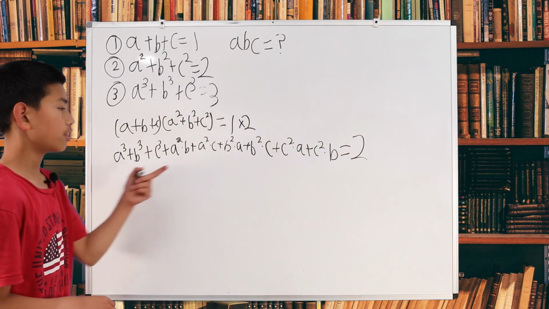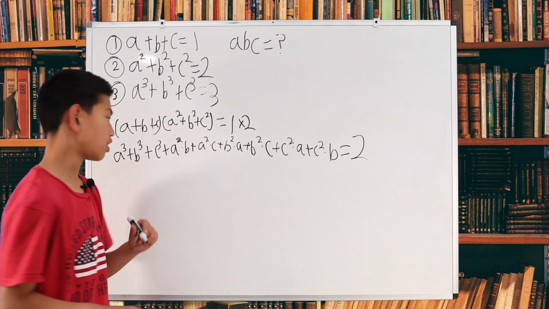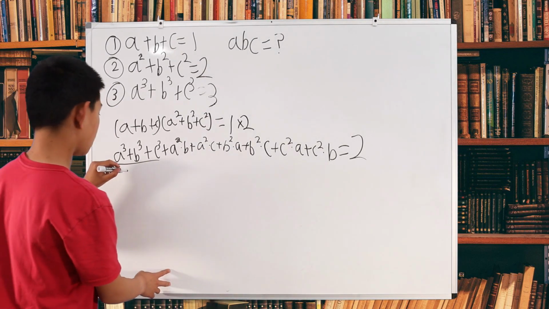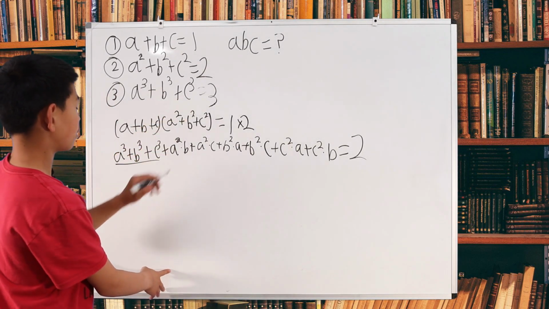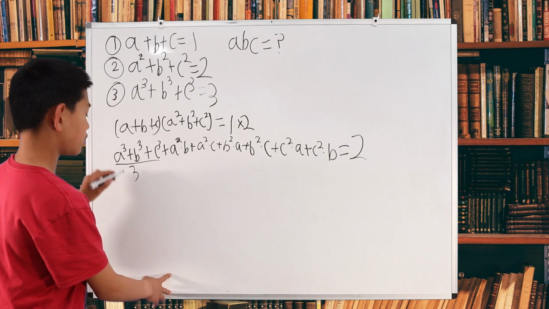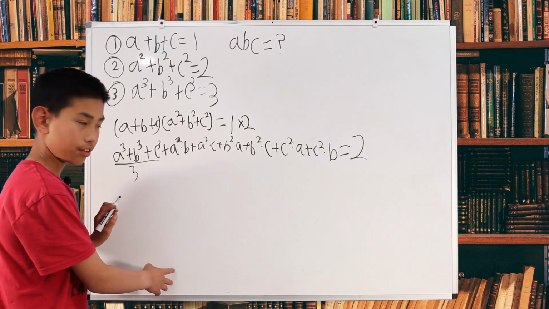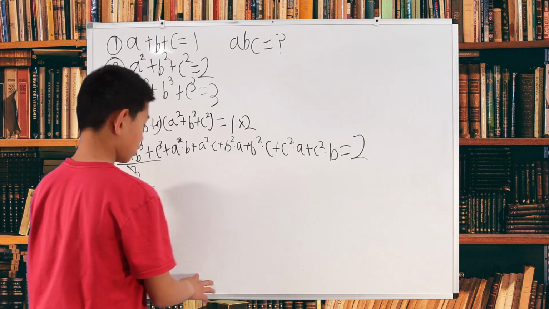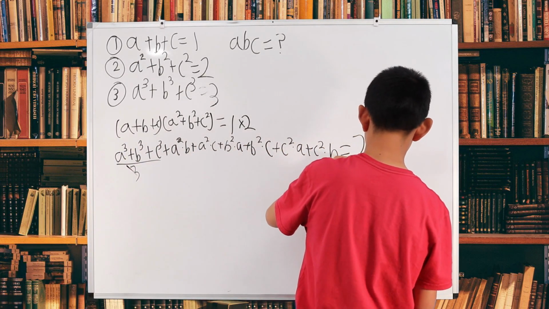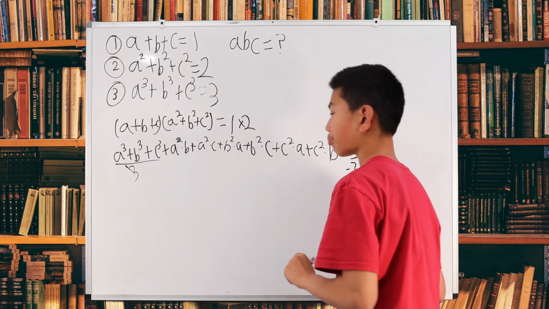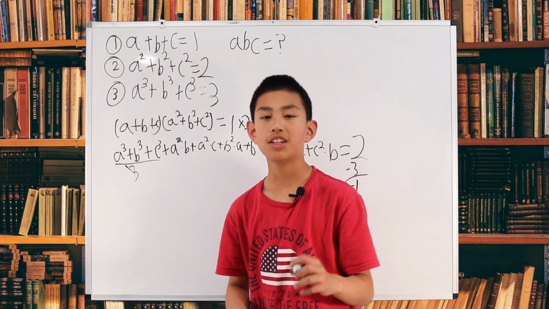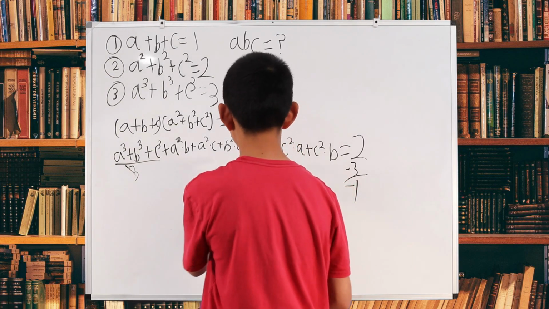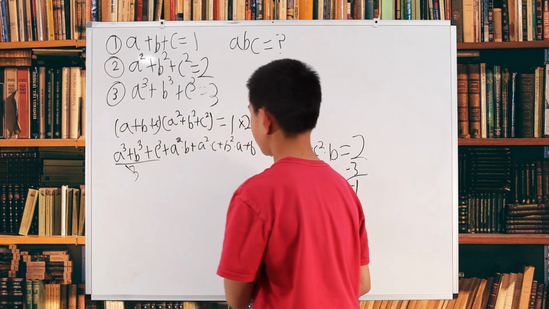So once we've written this out, the first thing we notice is that a cubed plus b cubed plus c cubed is actually stated up here, as equation 3. So we just get rid of 3 from this side of the equation and move it to the other side. So this just goes over here. 2 minus 3 is negative 1.